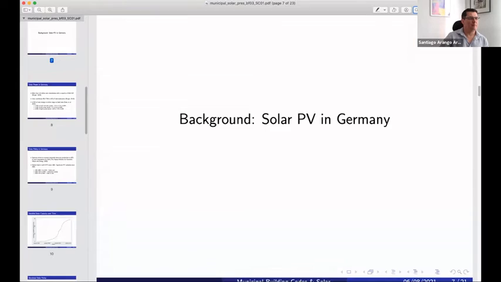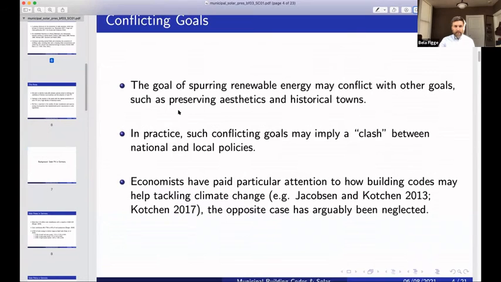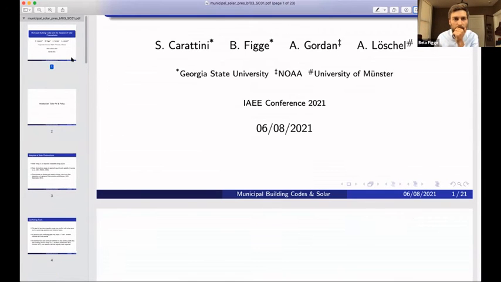Now we move into the next one, which is municipal building codes and the adoption of solar photovoltaics, presented by Béla Figge from Georgia State University. Béla, please, the room is yours, so please go ahead. All right. Let me just zoom.